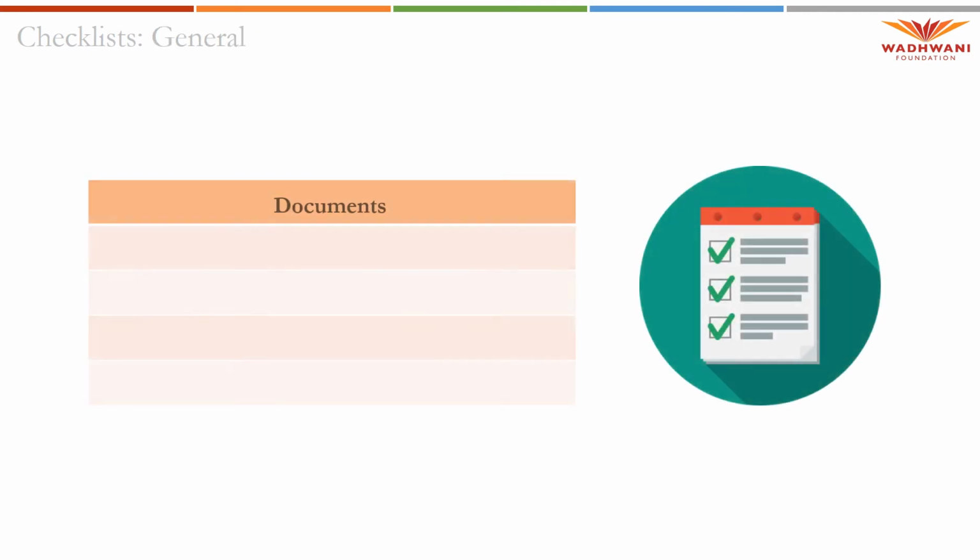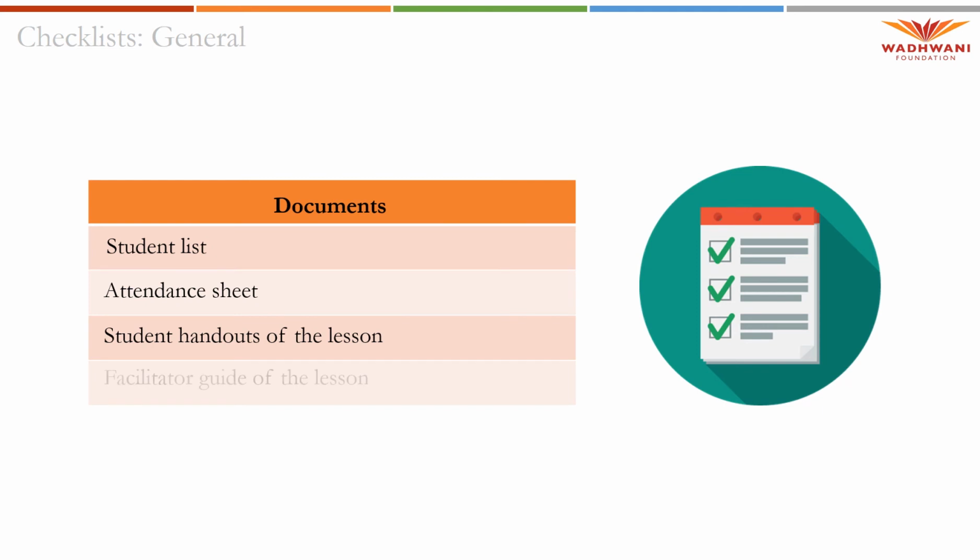You must have these documents ready before the start of the lesson. Student list. This document is provided as an Excel sheet in the folder provided to you. Attendance sheet. This document is also provided as an Excel sheet in the folder provided to you. Student handouts of the lesson. Facilitator guide of the lesson. The student handouts and the facilitator guides can be downloaded from the portal.